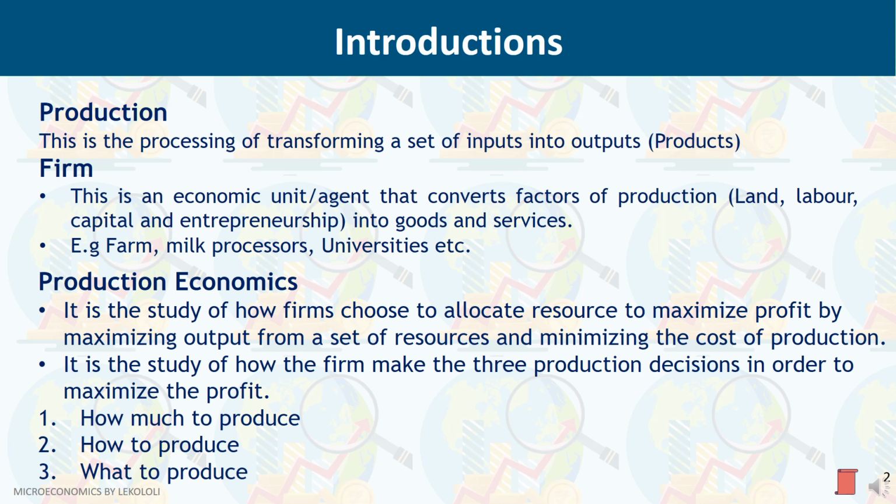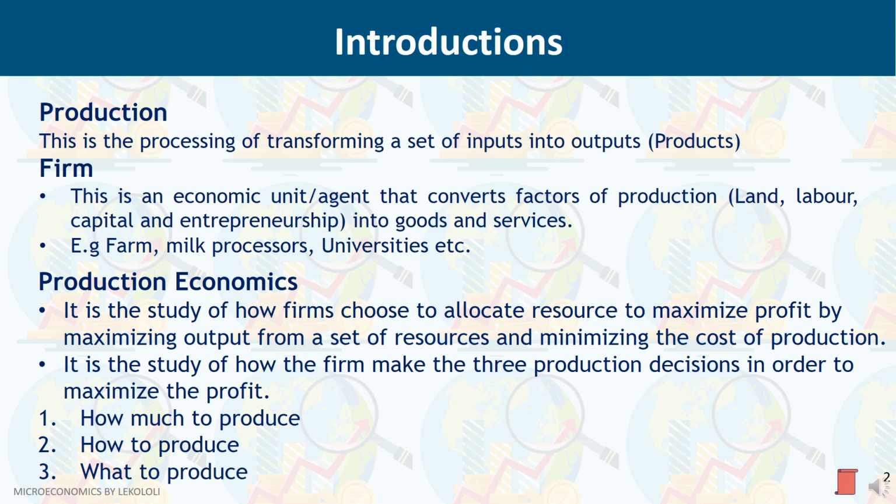We are going to explore how farms make smart decisions to maximize their profits. And here are the three economic questions that they ask. One is how much to produce, two is how to produce, and three is what to produce. To start with, how much to produce. This means figuring out the level of production that will bring in the most profit.